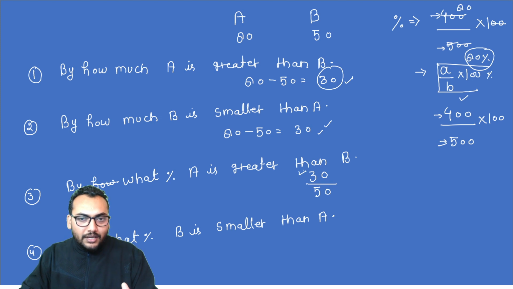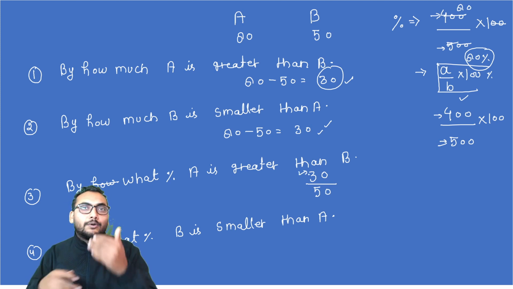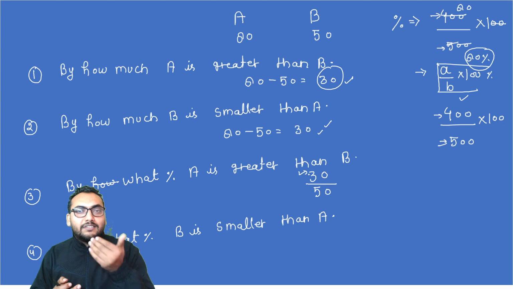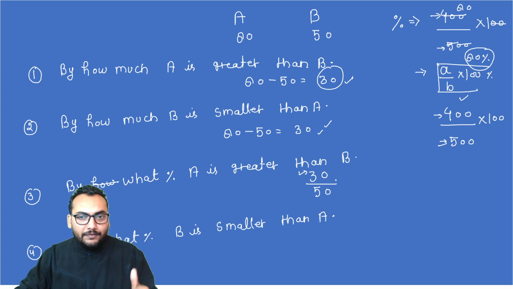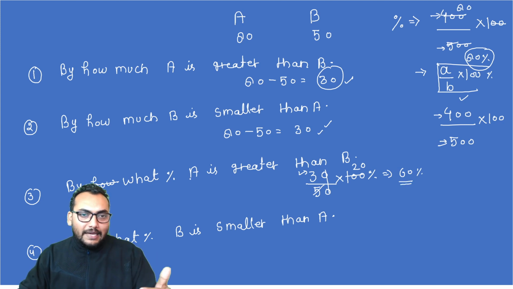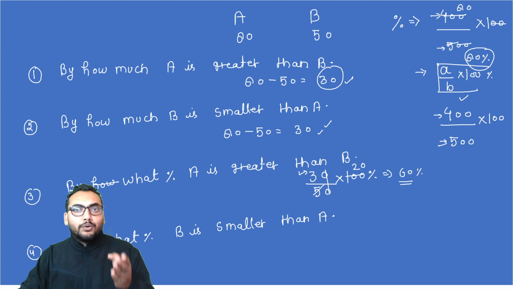So here 30 is the value that we want to compare, and 50 is the value with which we want to compare. So 30 divided by 50 multiplied by 100, percentage. So the zeros will be cancelled. 5 1s are 5, 5 2s are 10, so it will be 60%. So that means we will say that A is actually 60% more than B.